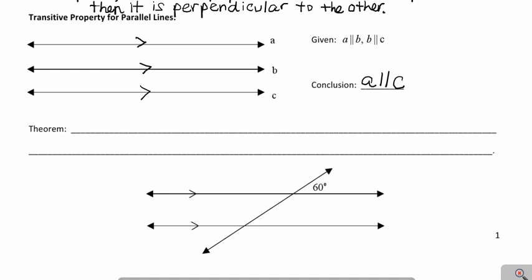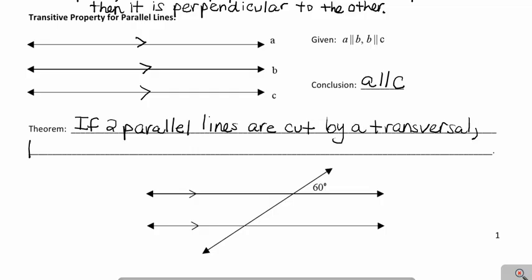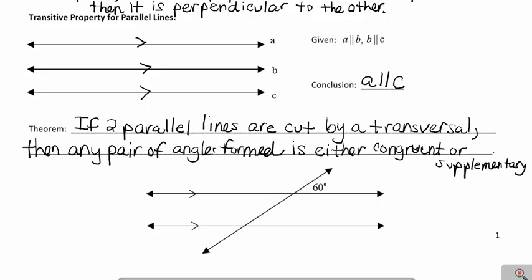And then finally, the last theorem in this section has to do with, again, parallel lines. And it says, if two parallel lines are cut by a transversal, then any pair of angles formed is either congruent or supplementary. So looking at the diagram below, we're given that the two lines are parallel and there's a transversal cutting them. We know this angle at the top is 60 degrees, so now you should be able to fill in the remaining angles in this diagram. So pause the video, see if you can fill in the remaining angles, and then press play to check your answers.